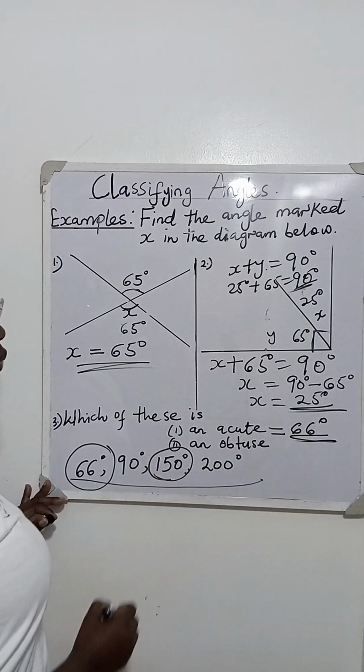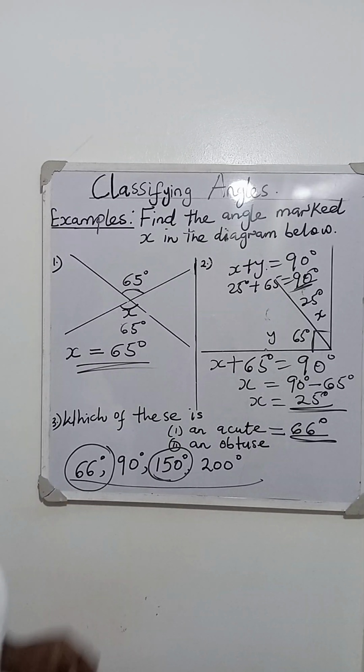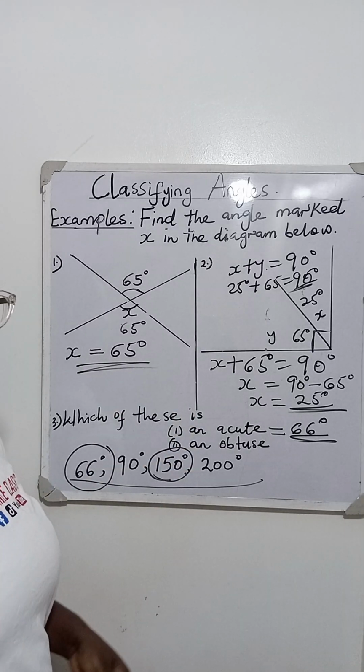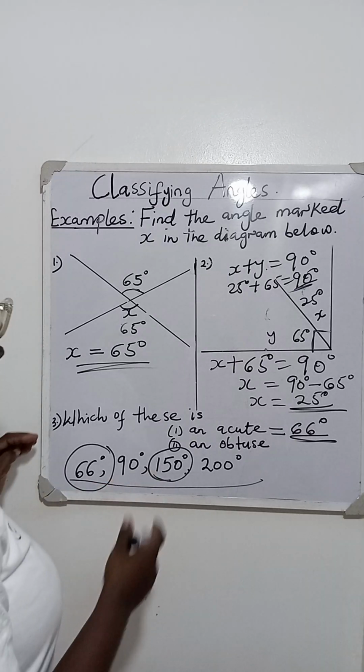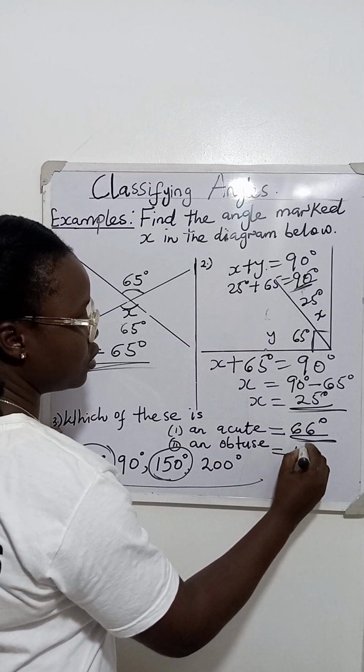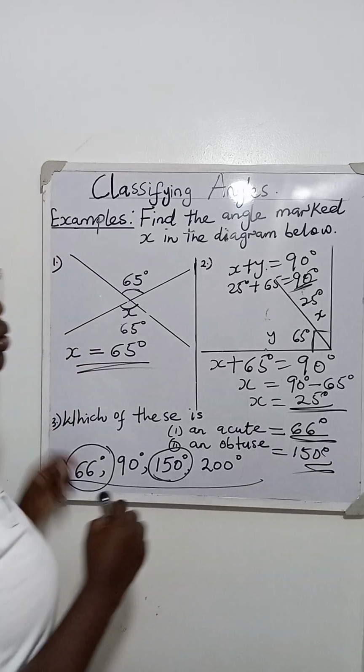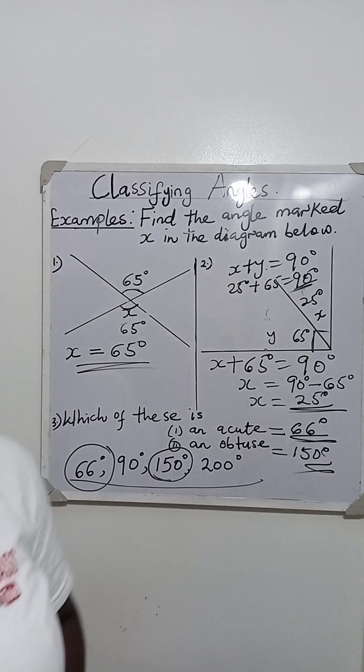150 degrees, because 150 degrees lies in between what? 90 and 180 degrees, an obtuse angle. So the answer is what? 150 degrees. Now let's move to the next example.